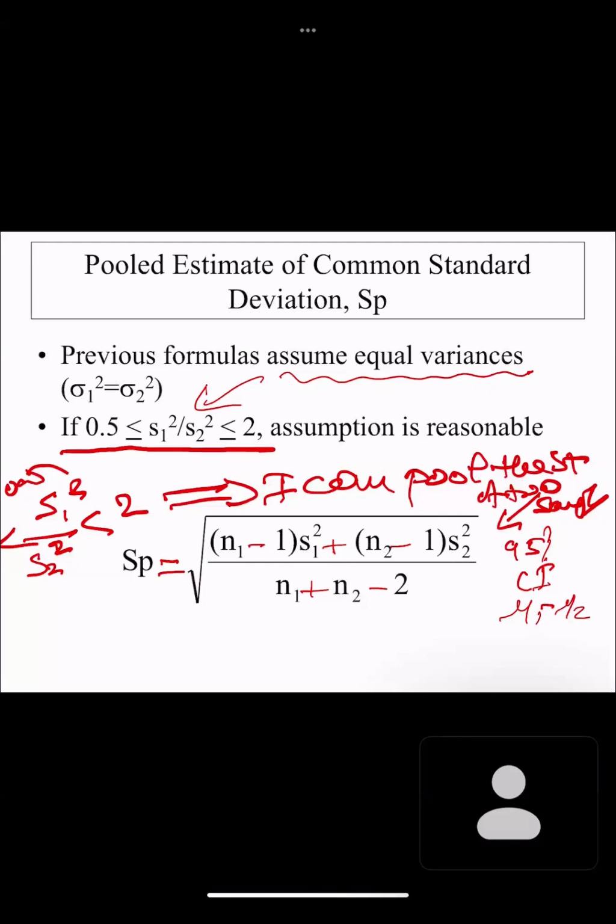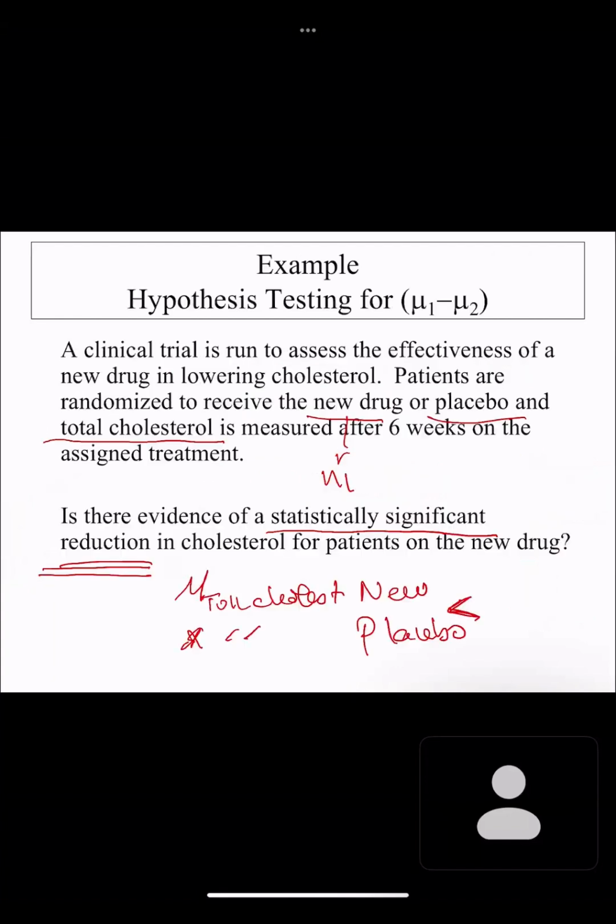So Nasreen asked, or someone else asked, what if they are not? If they are not, we have to use another formula, okay? So we have to use another test statistic, another formula.